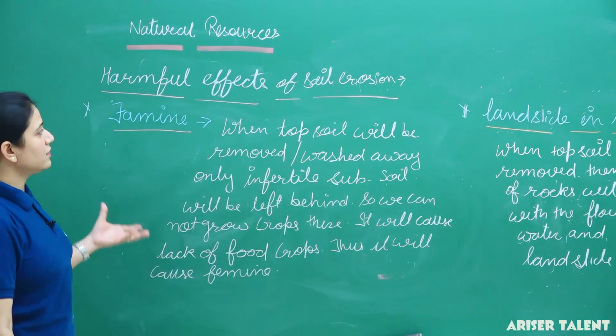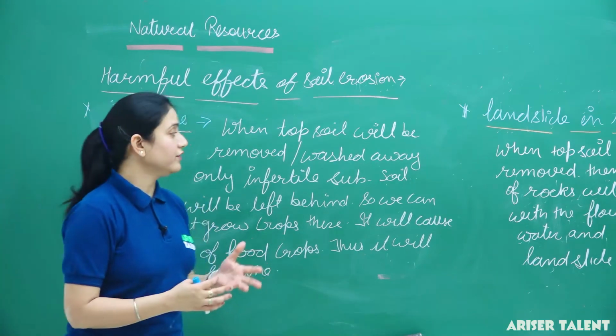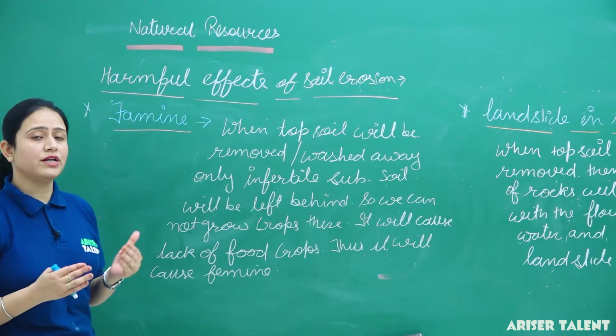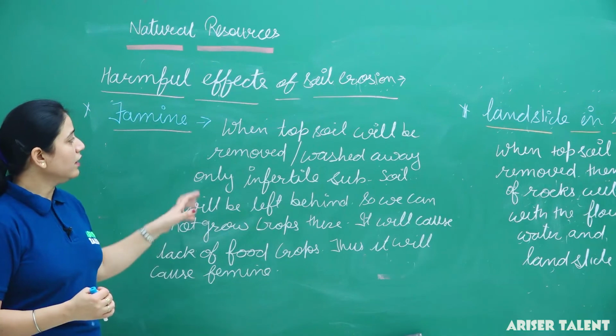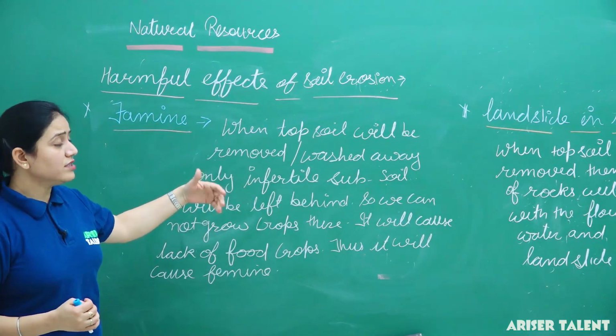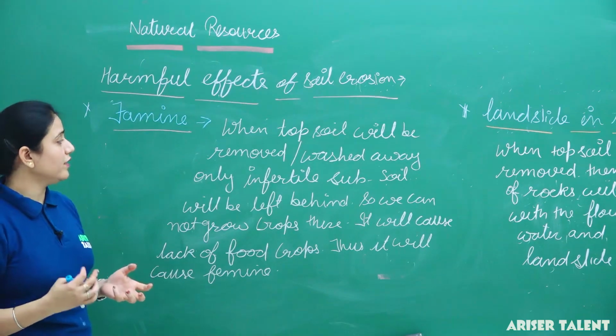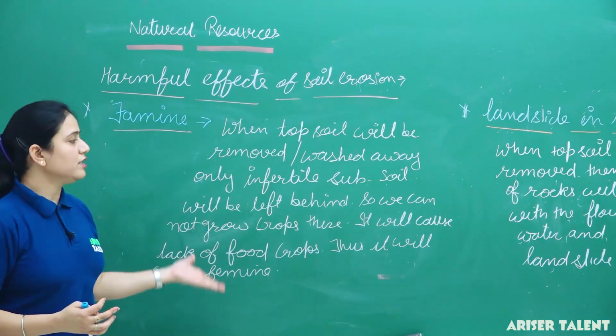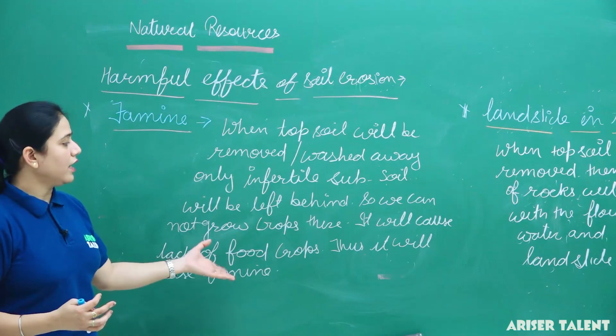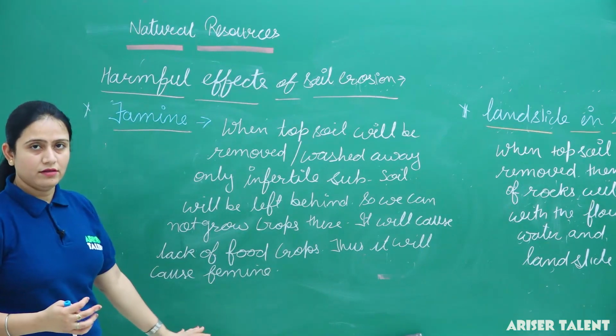Clear? Once the topsoil, which contains all the humus and minerals needed for plant growth, is washed away, only the subsoil, which is infertile in nature, is left behind, so we cannot grow crops there, and thus it can cause famine.